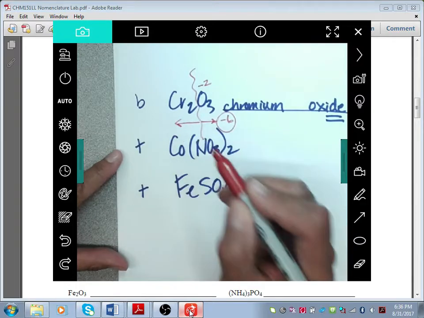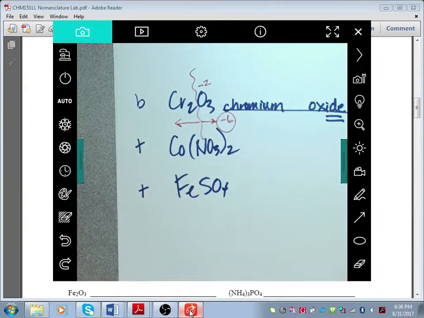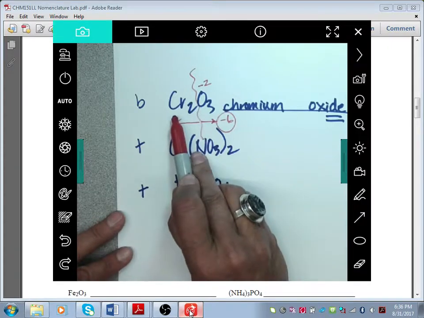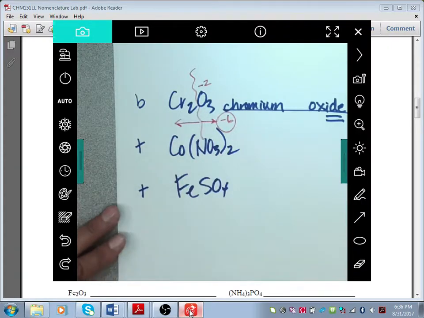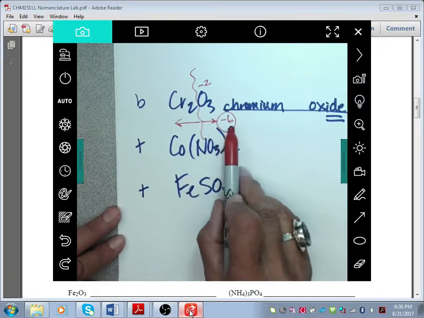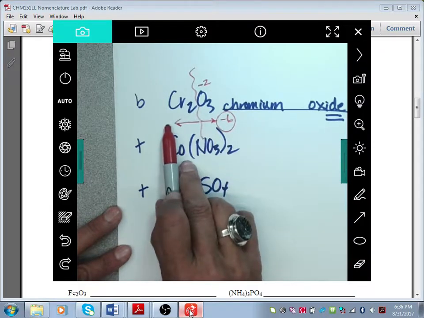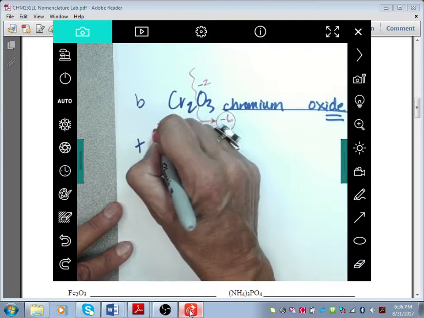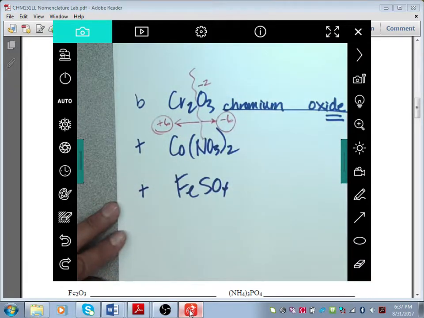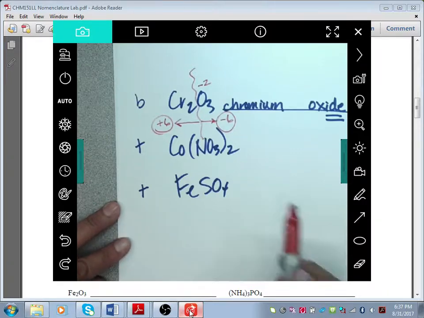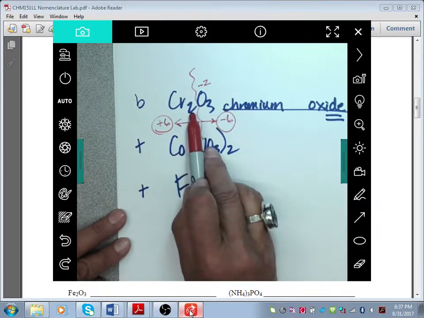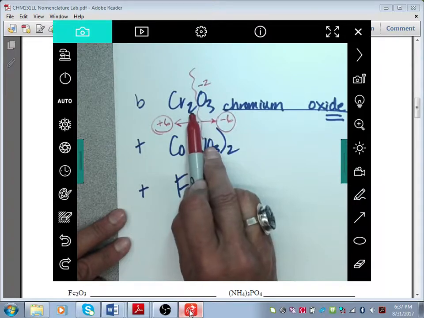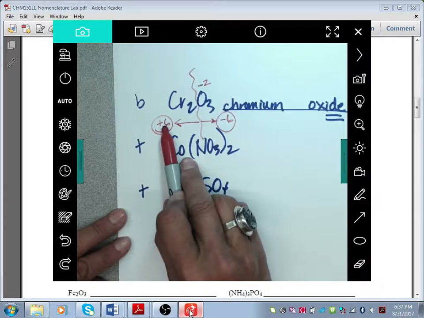Now I look and I say, all right, I don't know what the charge on chromium is, but I can figure it out because I know that all ionic compounds, and this is ionic because it's a metal and a non-metal, have to add up to 0. So if this half is -6, then the other half on this side must be +6, right? Because -6 and +6 have to balance each other out. Well, if this half is +6 and there's 2 chromiums, what must the charge of each of those chromiums be to add up to +6?